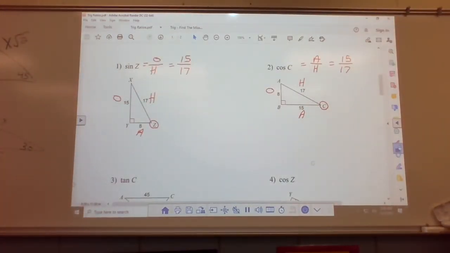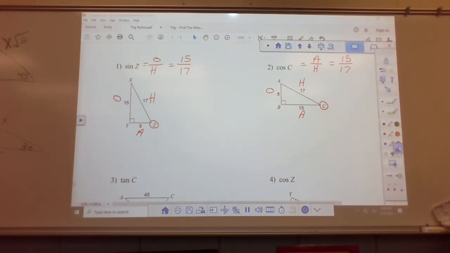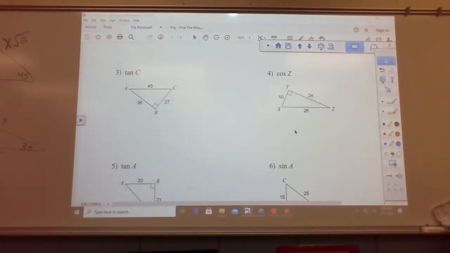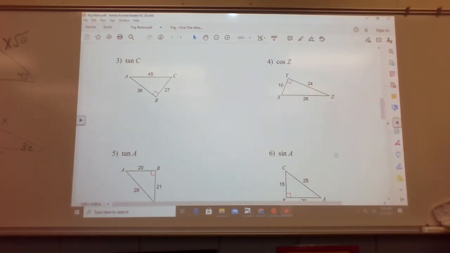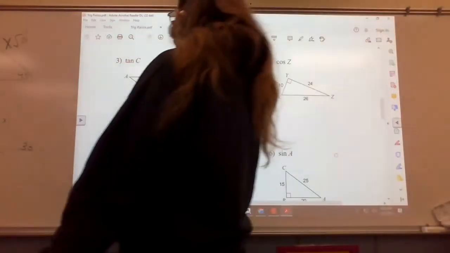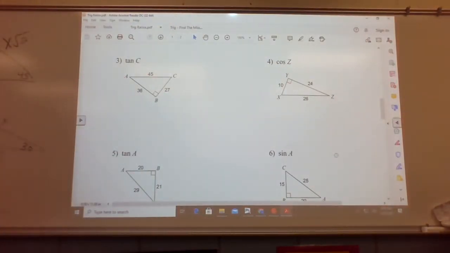Moving on to 3, 4. Now you'll notice number 3 is a tan. So basically I've done one of each type when I get done with this one. So tan. Which one's the hypotenuse? 45. So mark that.